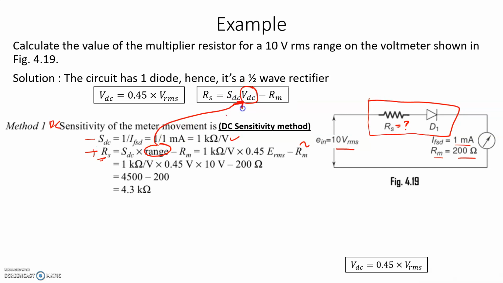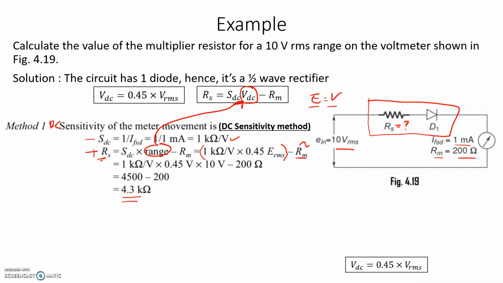Then minus the internal resistor of the meter, which is 1 kilo ohm per volt multiplied by 0.45 multiplied by ERMS or VRMS, the same thing. In this case, I say E is equal to V; it doesn't matter. Sometimes the voltage is notated by E, sometimes by V, but it's the same thing. You subtract that from the internal resistance of the meter. You plug in the numbers, and in the end you will get a multiplier resistor of around 4.3 kilo ohm.